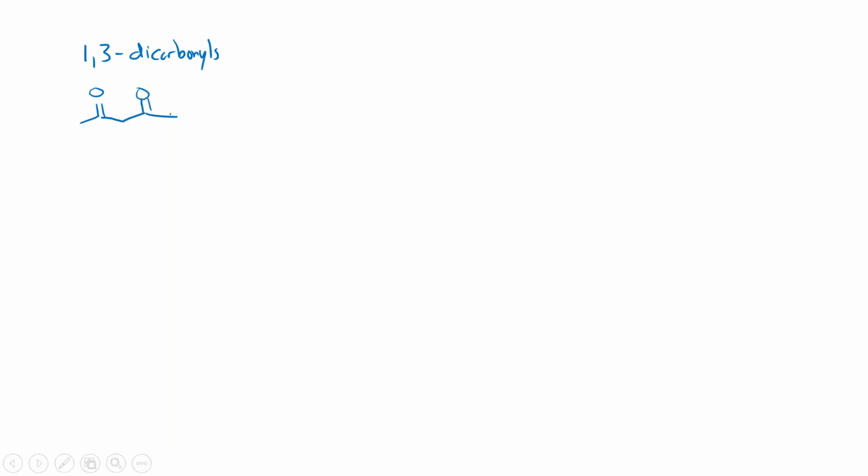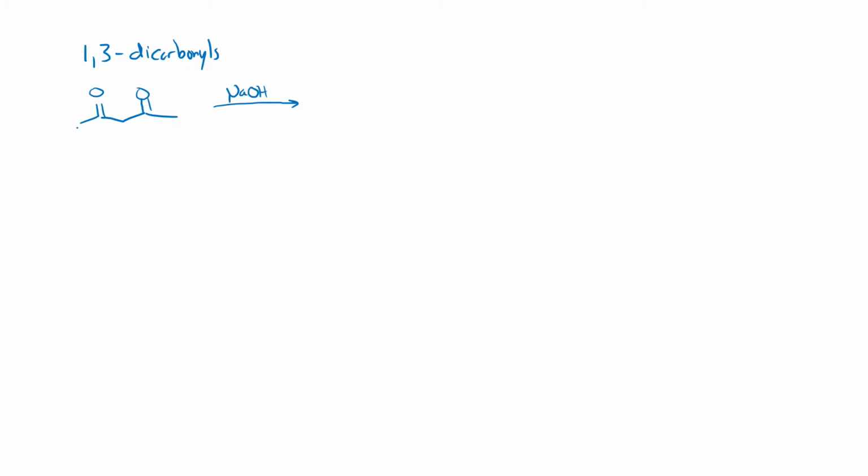So if you have this 2,4-butanedione, we have carbonyls at carbon 2 and carbon 4. They are 3 carbons apart. This is a 1,3 dicarbonyl. And if we treat this with a base, I'm just going to use sodium hydroxide. We're not going to make this too difficult.